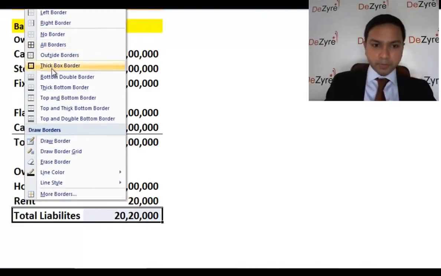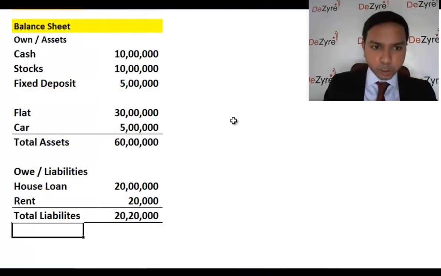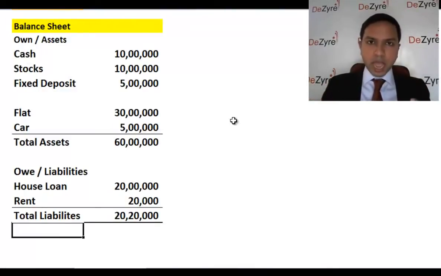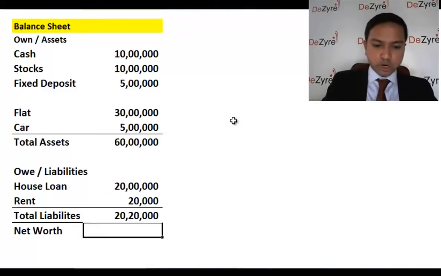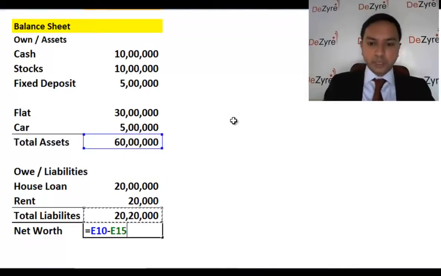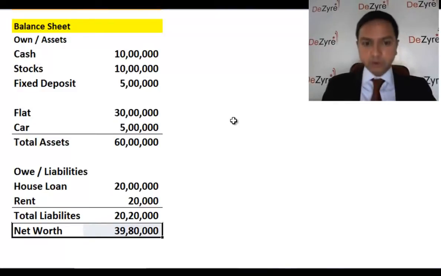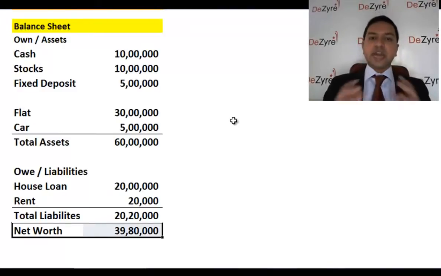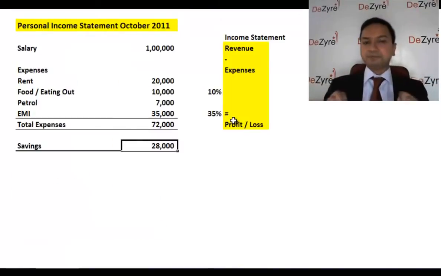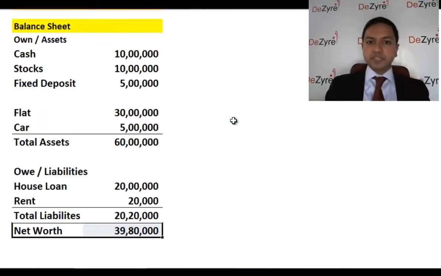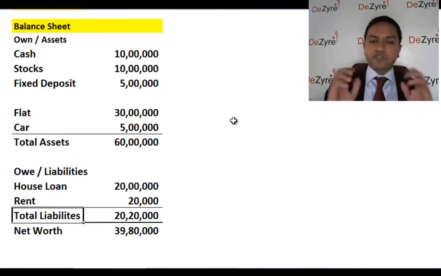So now, how much are you really worth? What you're really worth is nothing but your total assets, what you own, and subtract from that how much you have to give to other people. That's your total liabilities. So your net worth, or how much you're actually worth, is your total assets minus your total liabilities. There you go. 39 lakhs 80,000 is your net worth. This is your own simple balance sheet for your personal purposes. This balance sheet, along with this monthly income statement, gives a complete holistic view almost of your financial situation.